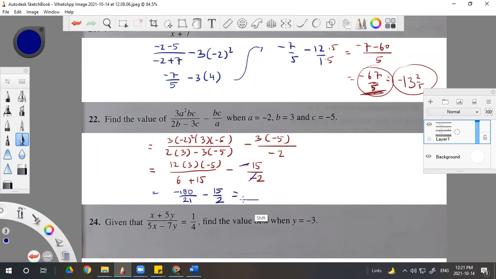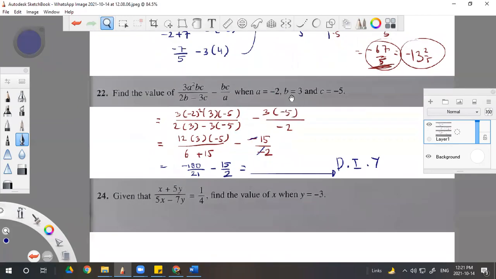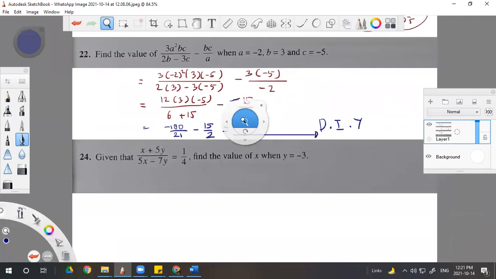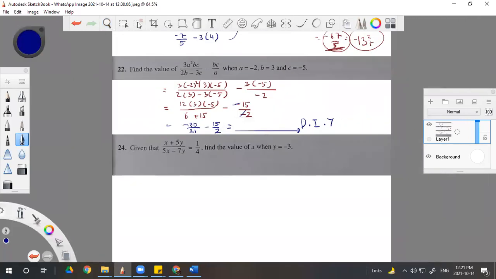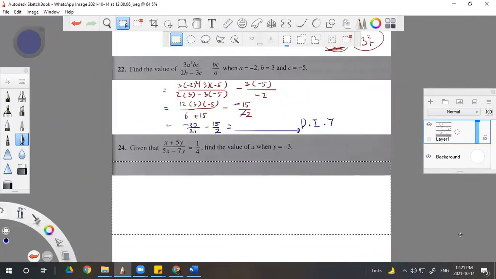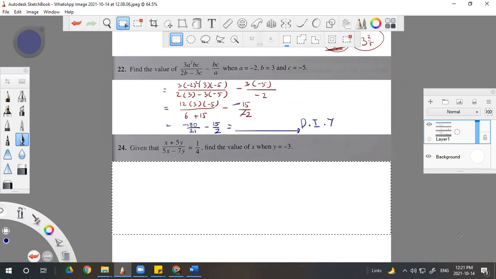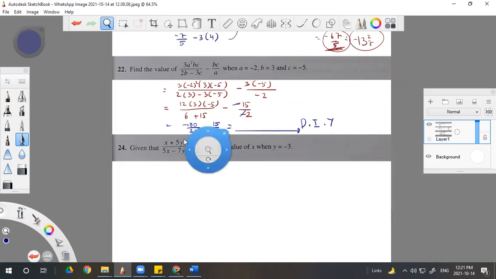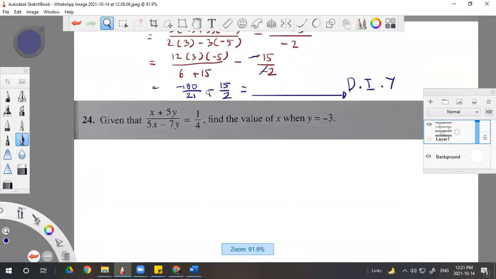Okay, I don't want to do this. You bikin sendiri. Do it your own. Do it yourself. Karena ini udah bukan algebra lagi. Nah, yang number 24 ini agak challenging, guys. You perhatiin ya. I need to prepare myself also to teach the easiest way to you.